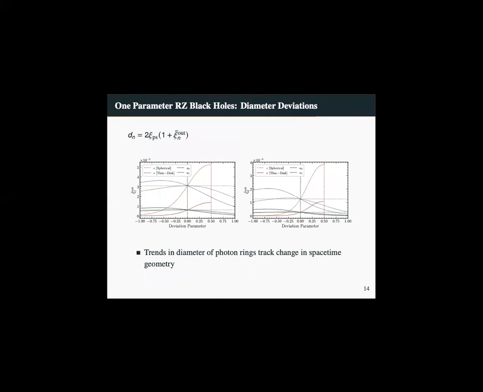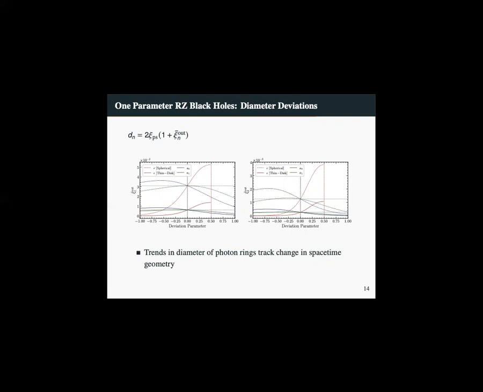So I just have two more slides. This shows us what the change in the diameter is for three different classes of black holes. One parameter black holes. And this tells us how the diameters vary, with the red curves corresponding to changes in the horizon, the green curve capturing changes in the 1PN parameter, and the blue corresponding to the 2PN parameter. So what we can see here is that there is some dependence that we can actually pick out from the size of the photon rings.